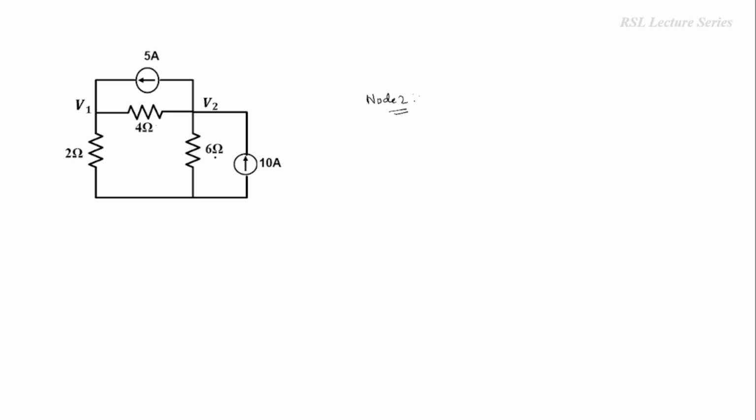And the currents flowing through the 6 ohms and 4 ohms are considered as outgoing. So this is reference node. So now we'll write the incoming current. So here the current flowing through this 10 ampere source is considered as incoming because the arrow direction is towards node V2. Whereas this source is flowing away, so it should be considered as outgoing current. So current flowing through 5 ampere source is considered as outgoing.